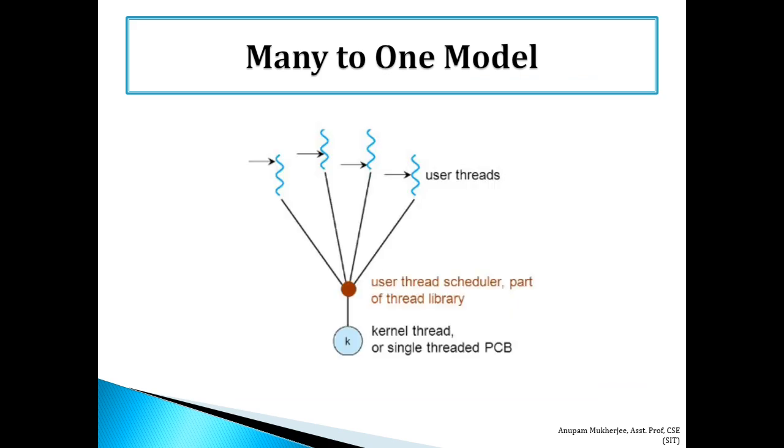Then this is the conceptual block diagram of the many to one model, where the blue wavy symbols indicate the user level threads, and the red dot is the scheduler that schedules different threads through the thread library, and in the below portion there is a kernel thread or single threaded PCB.